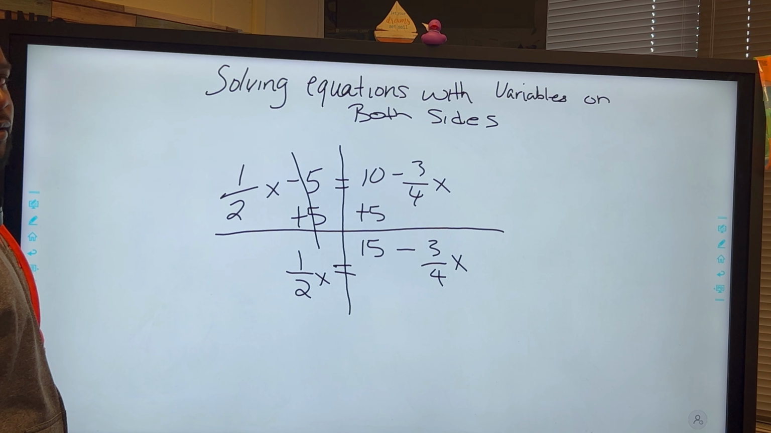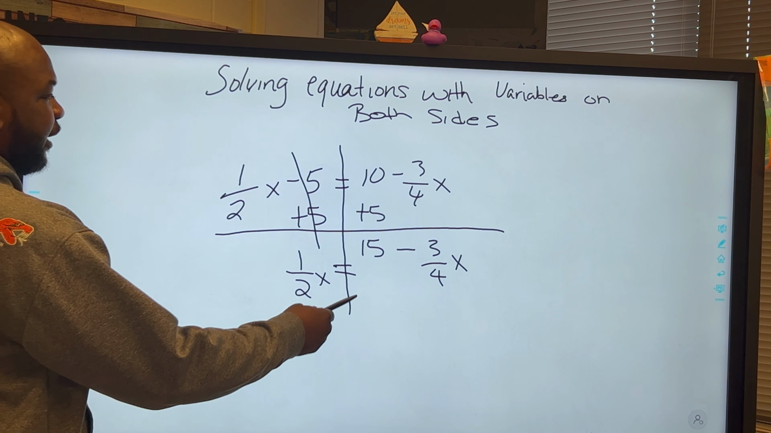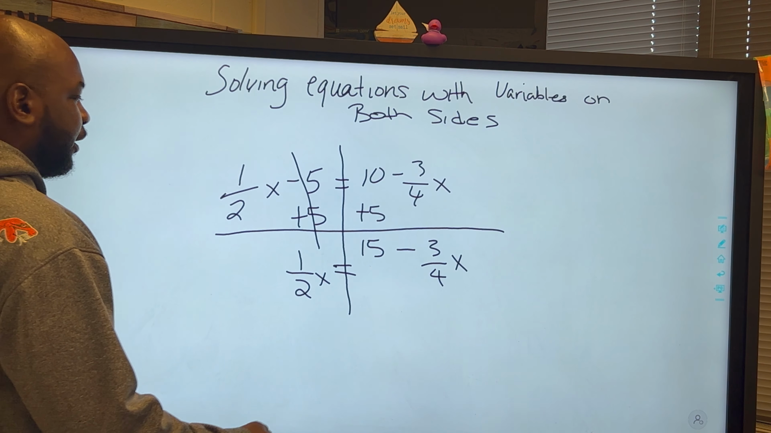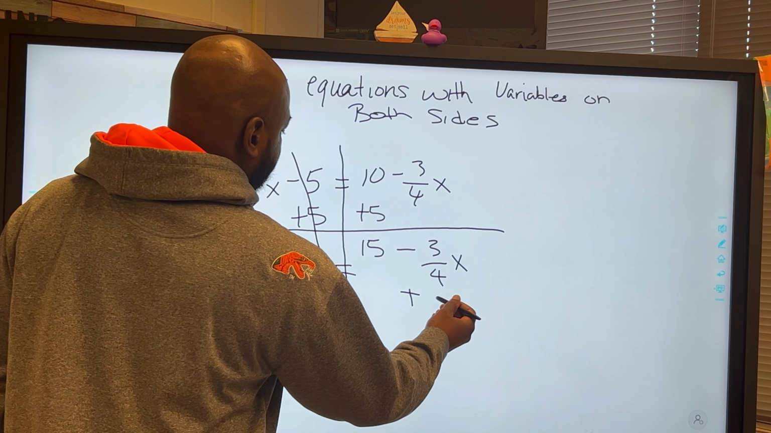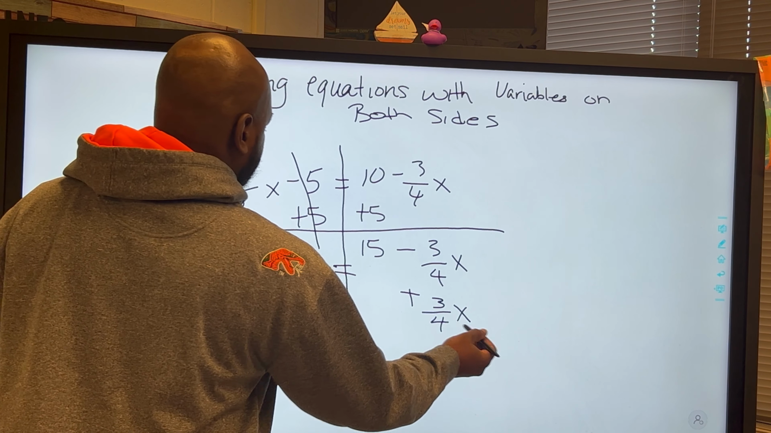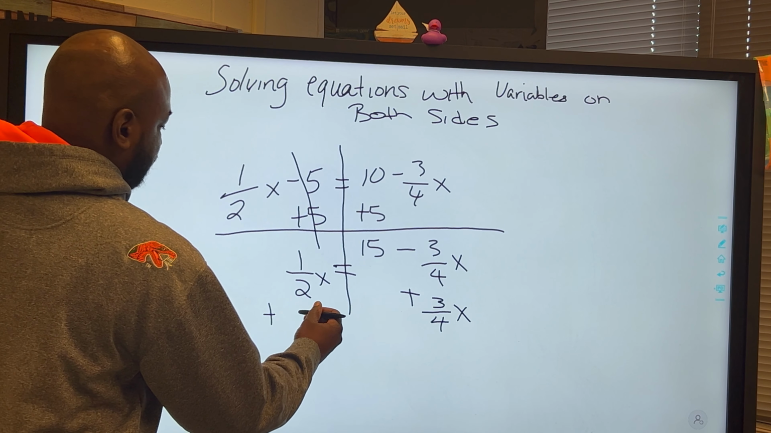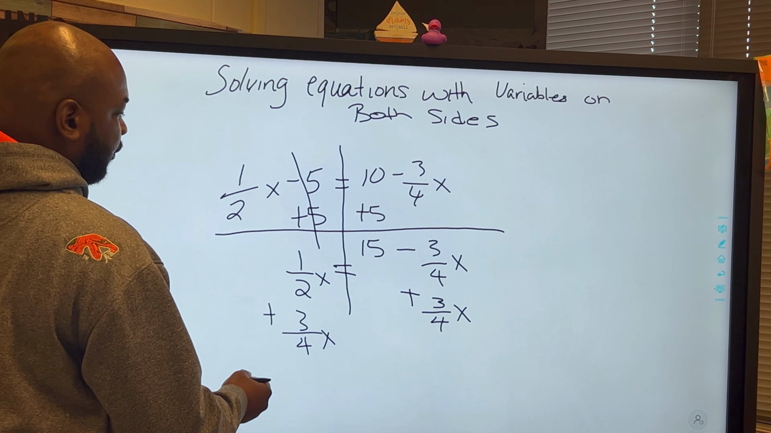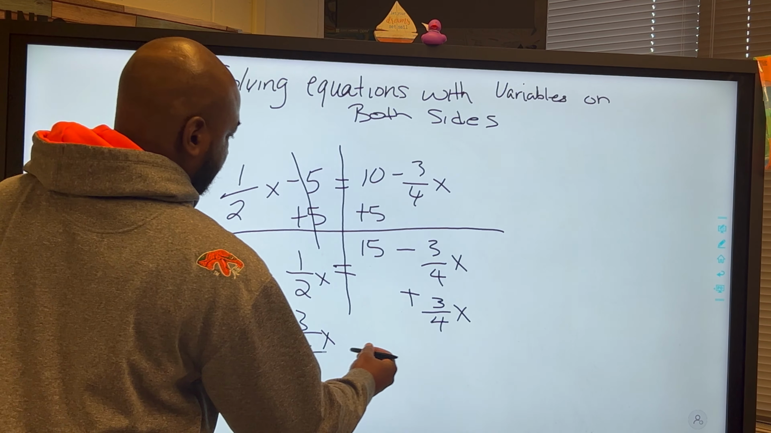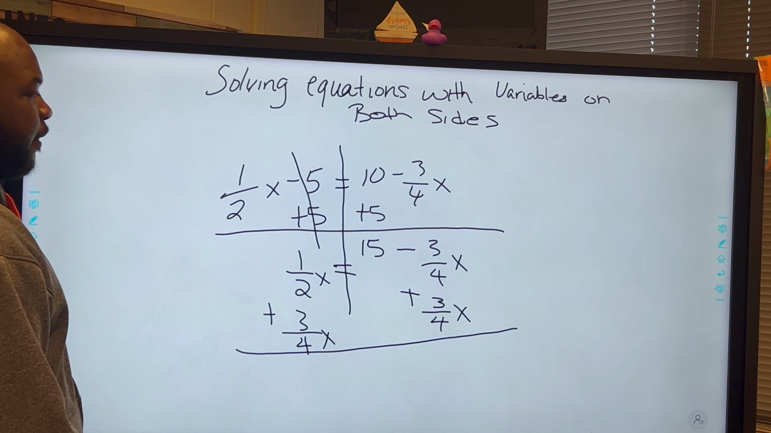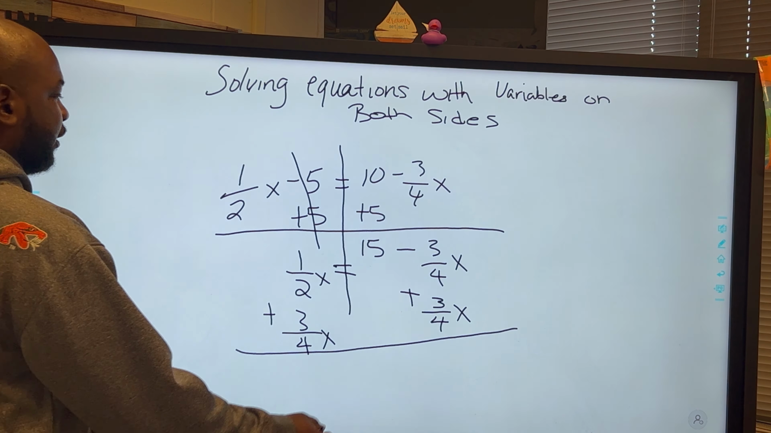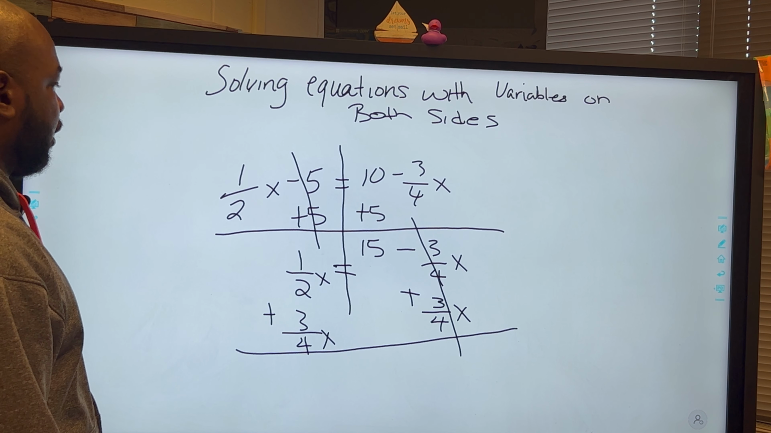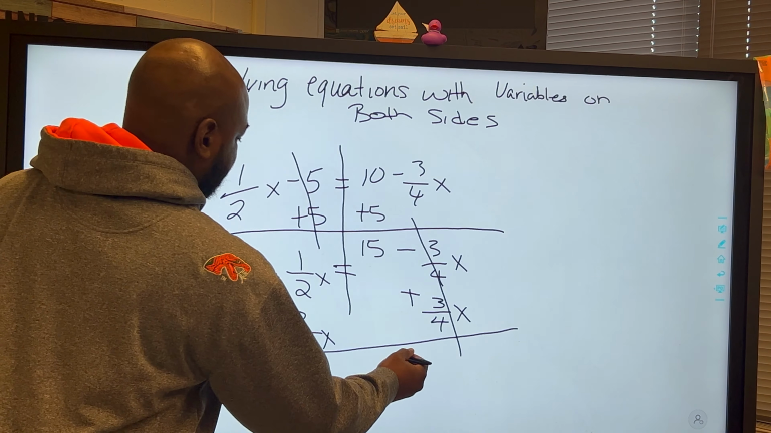So the next step we're going to do is add 3/4 x on both sides, because since I'm subtracting, I have to do the opposite, the inverse. So I'm going to add 3/4 x, then add 3/4 x to my 1/2 x. Okay, now that we did that, this side is going to cancel out. Negative 3/4 plus a positive 3/4 equals 0. I can bring down my 15 and my equal sign.